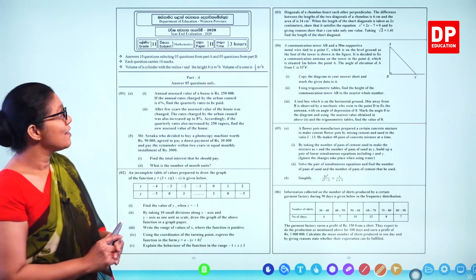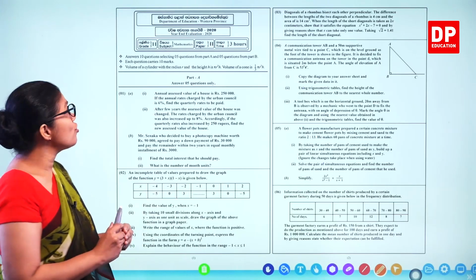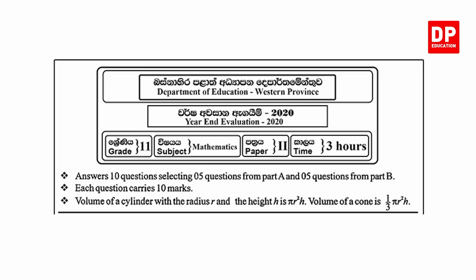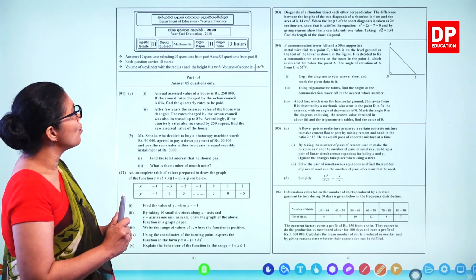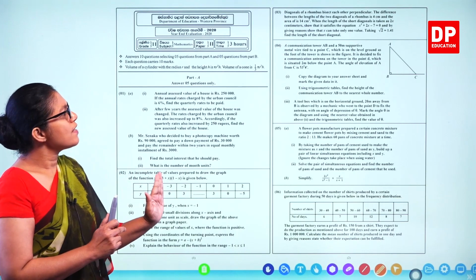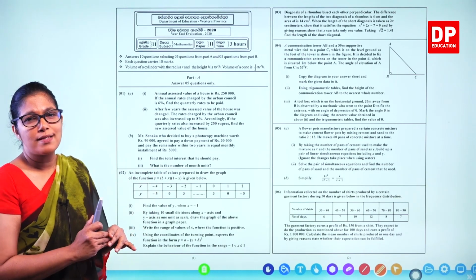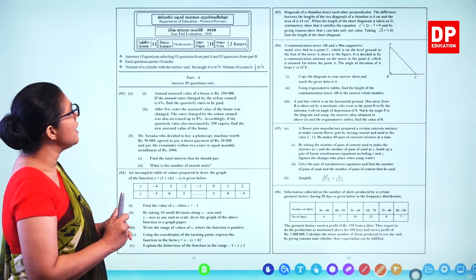Hello students, now I am going to do the Year-End Evaluation 2020, Department of Education, Western Province, Grade 11 Paper 2. This is a 3-hour paper. You get 2 sections, part A and part B. You only have to answer 5 questions from each part.